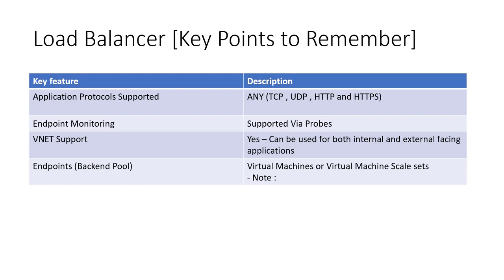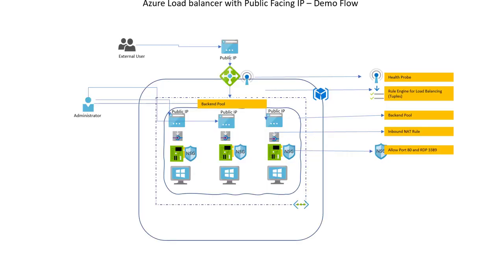In summary, there are four key points to remember about the load balancer. First and foremost, the application protocols supported by Azure Load Balancer are basically TCP, UDP, HTTP, and HTTPS. Endpoint monitoring is provided via probes. It also supports VNet. You can have both internal and external facing applications supported through VNet endpoints. The types of endpoints supported are virtual machines or a virtual machine scale set.